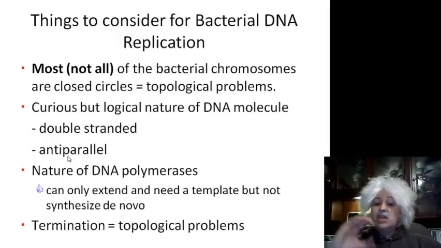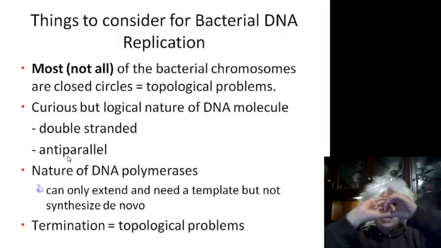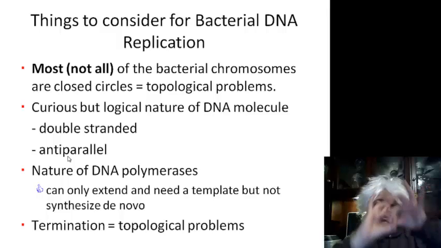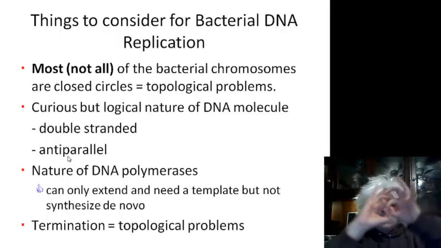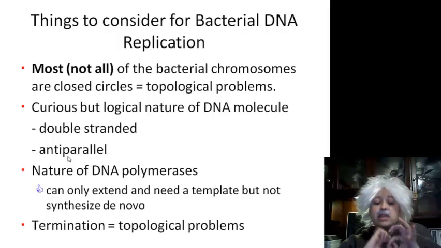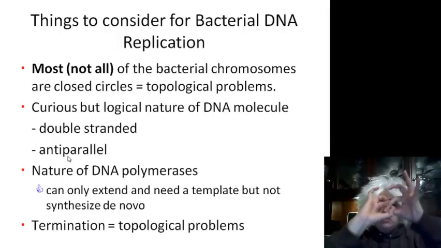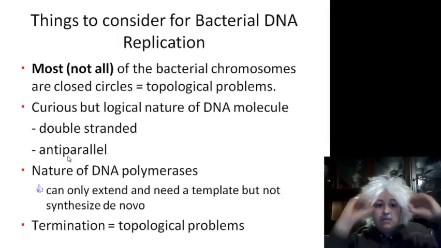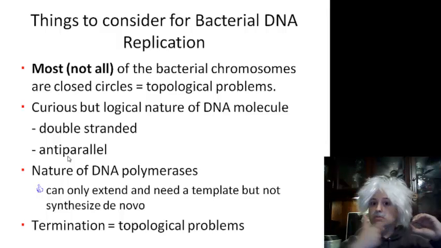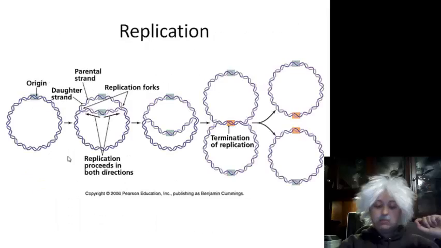Finally, is termination. By the end, we have two new loops, but they are linked. They are inside each other. That is another spatial problem. How do we get them apart to make two new circles? We shall find out. First things first.